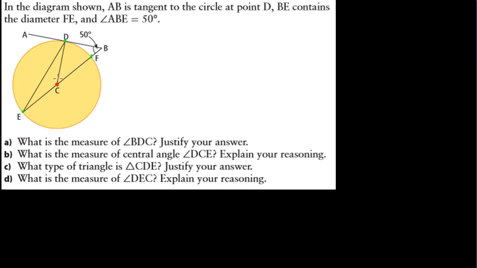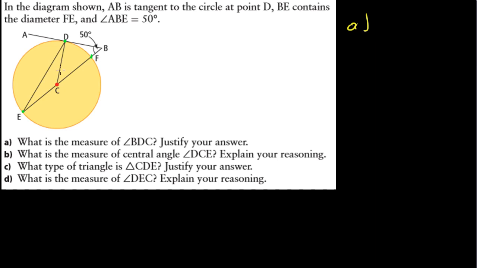Then we have angle ABE equaling 50 degrees with a vertex at B. So lots of stuff going on in this example. Really want to make sure that you just kind of label things out, make sure you know what you're looking at. Let's do A. What is the measurement of angle BDC? Justify your answer. Okay, so we have a couple things that we can do here.